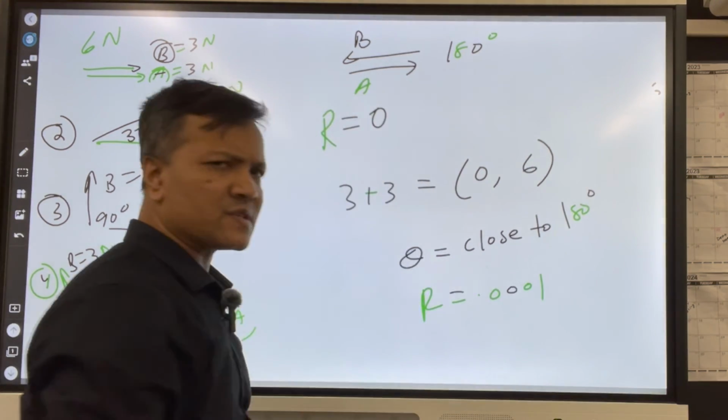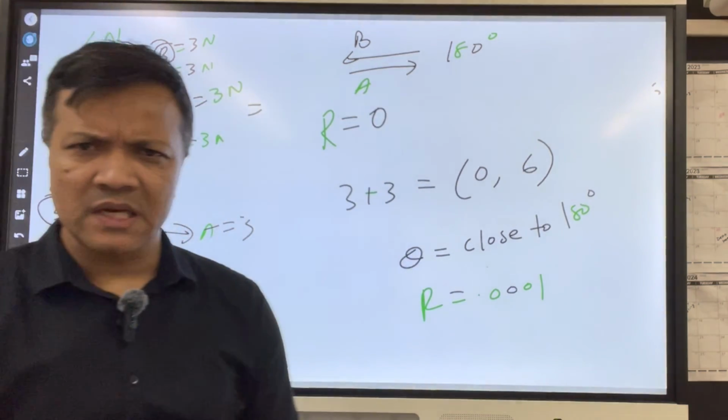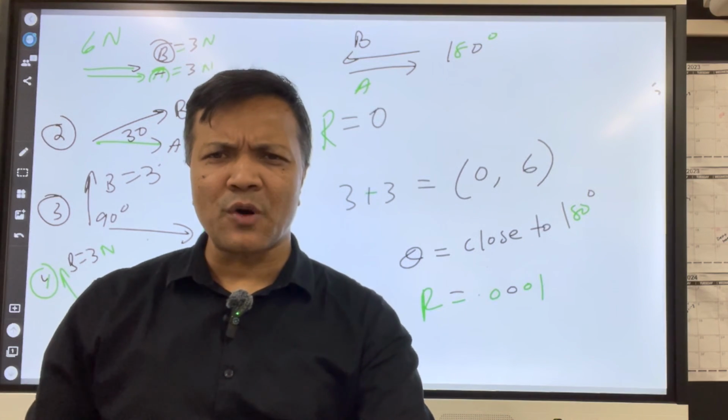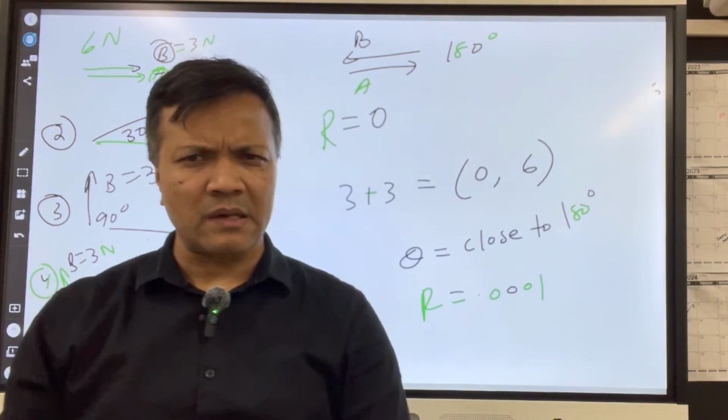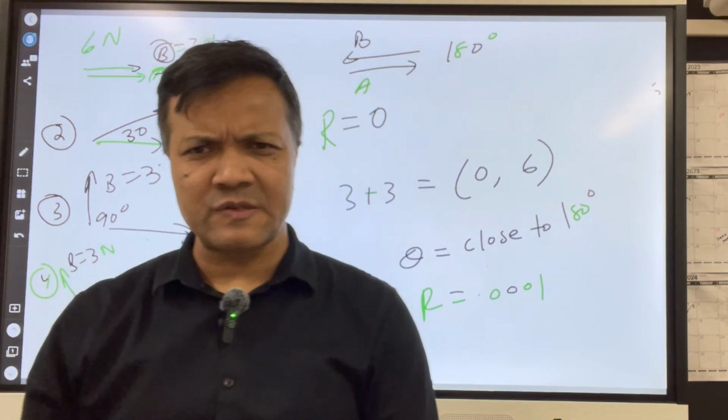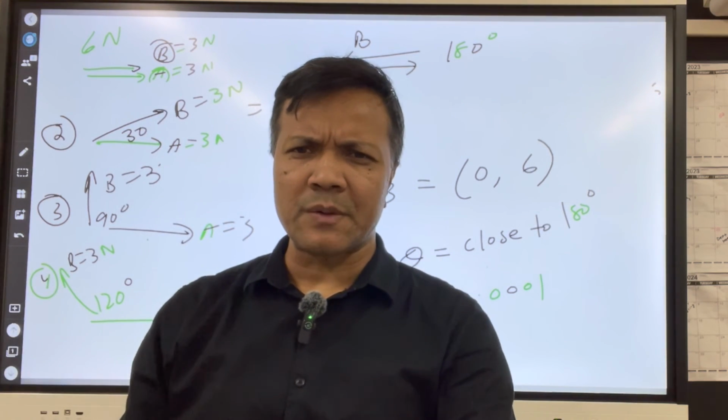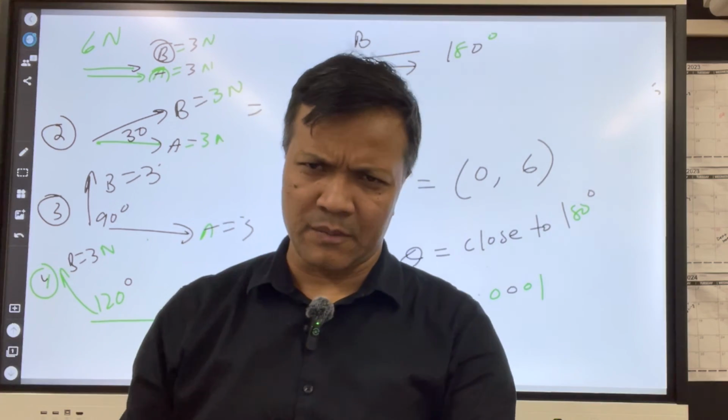Okay, this is what we discussed today. So 3 plus 3 gives you a million possibilities. What is the maximum you can get? 3 plus 3, when the angle between them is 0. And what is the minimum you can get? When the angle between them is 180 degrees.